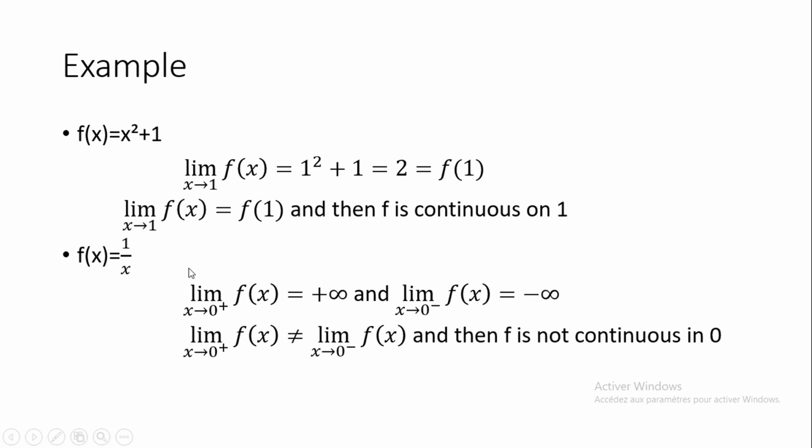If we take another example, which is f of x equals 1 over x, if we take the limit when x gets closer to 0 plus, we are going to get plus infinity, and the limit of f of x when x goes to 0 minus is equal to minus infinity. Then we notice that the limit when x gets closer to 0 plus is different from the limit when x gets closer to 0 minus, and then f is not continuous in 0.